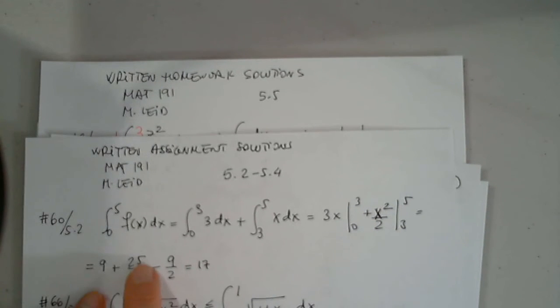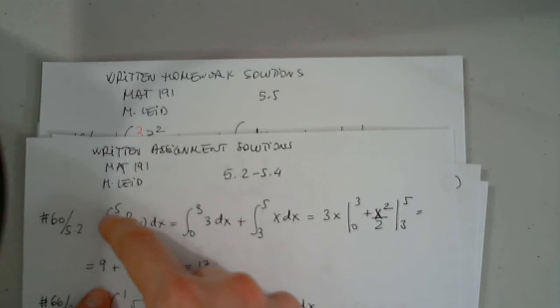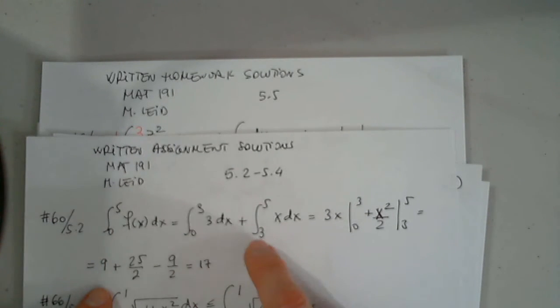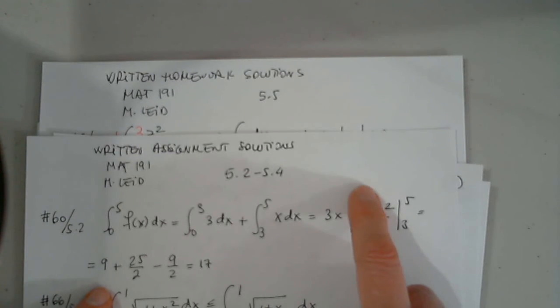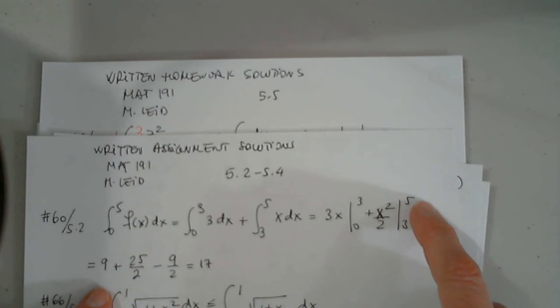Sorry. So it's the integral from 0 to 5, but you have a function that is 3 between 0 and 3, and it's x between 3 and 5. So you have to break the interval between 0 and 5 into 2 intervals, from 0 to 3 and from 3 to 5. So the antiderivative of 3 is 3x from 0 to 3. The antiderivative of x is x squared over 2 from 3 to 5.